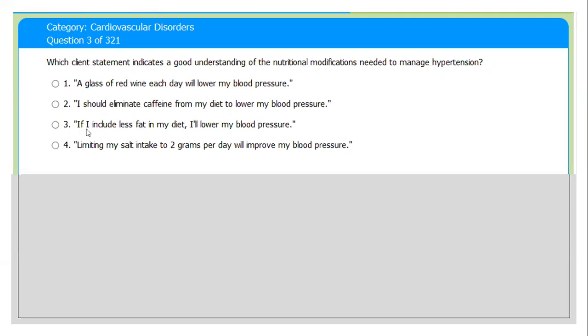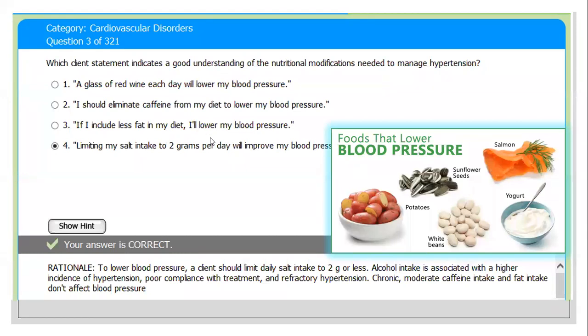And number three, if I include less fat in my diet, I will lower my blood pressure. Number four, limiting my salt intake to 2 grams per day will improve my blood pressure. So which is the higher priority out of 3 and 4? The correct answer says it is good to take less salt, right? That is important for your body. So high blood pressure, how do we control high blood pressure?